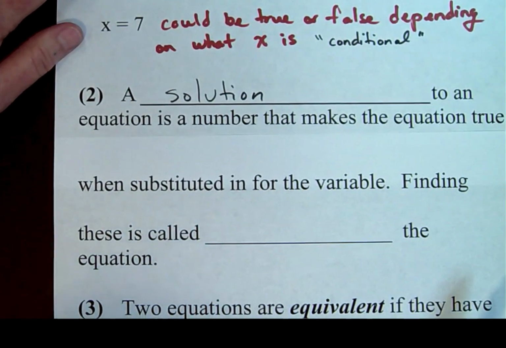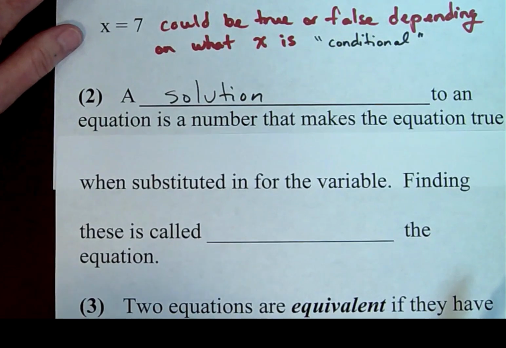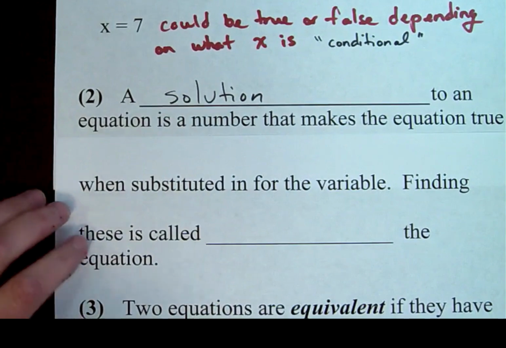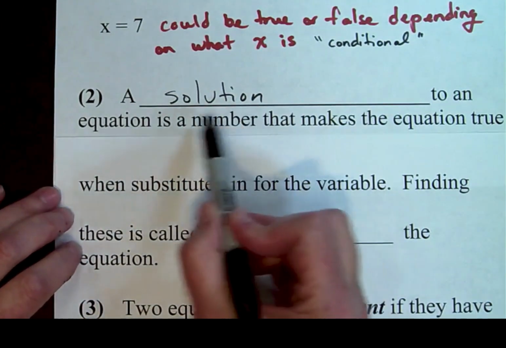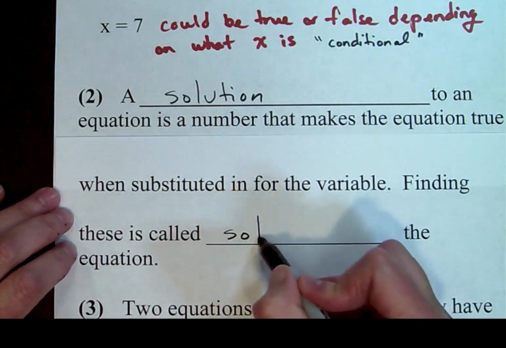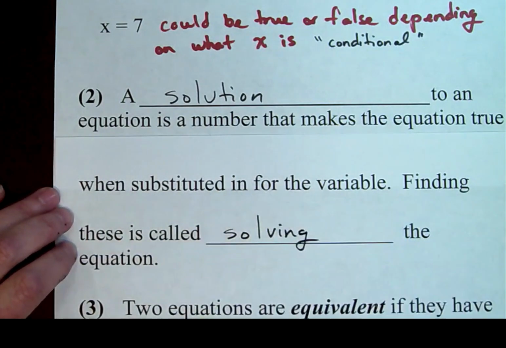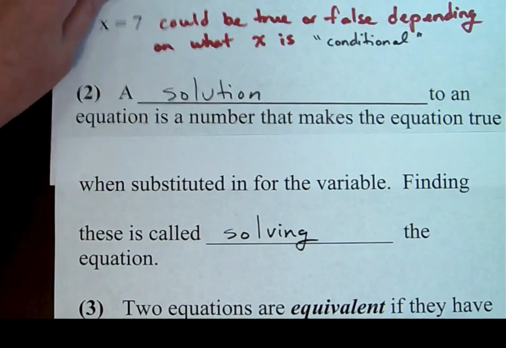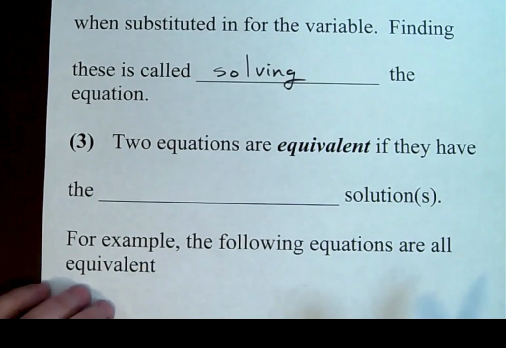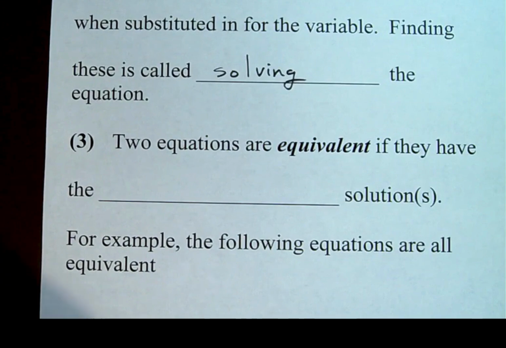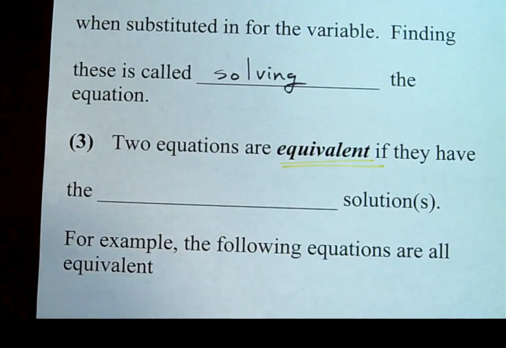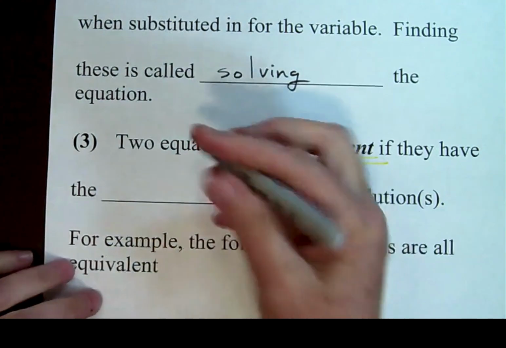Okay? And like I said, since math is a search for truth, what we're going to be interested in is finding these solutions, finding out when our equations are true. There's a name for the process of finding the solution. It's called solving the equation. Now, how do we solve equations? Well, first of all, we need to know that two equations are said to be equivalent if they have the same solutions.